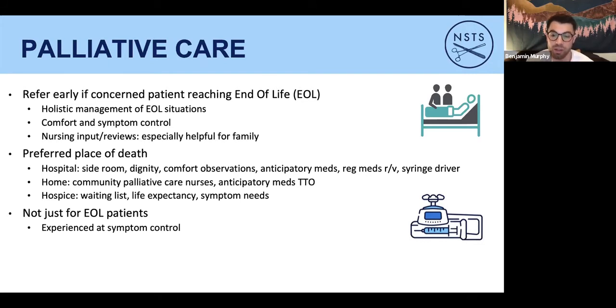And if it is home, are they having community palliative care follow-up there? Do they need any nurses to go in? Like the TTO I did today, do they need some anticipatory medicines prescribed, or syringe driver prescribing? And if it's hospice, they're really good at organising how to get in there.